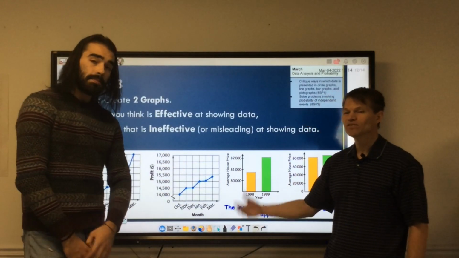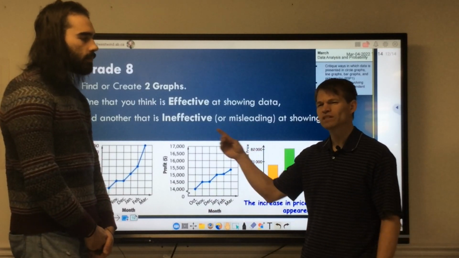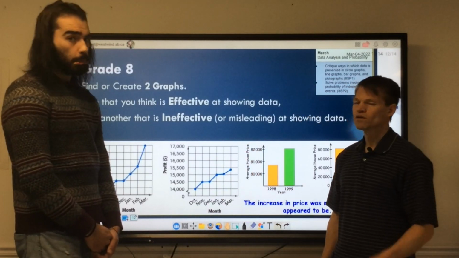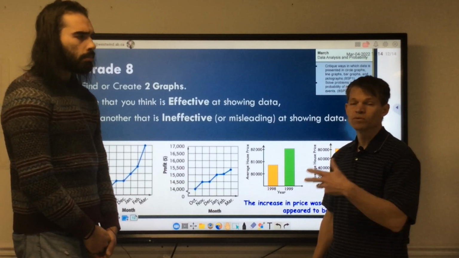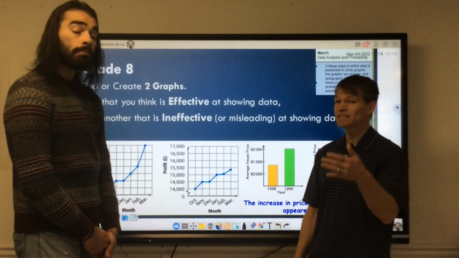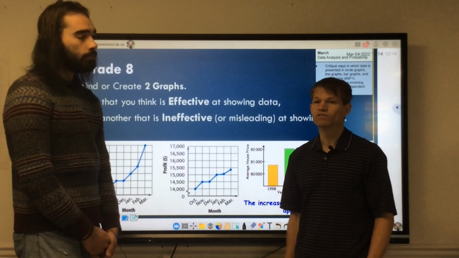Okay, grade 8s. You guys are going to look at some graphs. Go and find some. And there's some graphs that are effective and some that are ineffective. So find a graph that might be misleading, and maybe one that is good, or maybe take that misleading one and rechart it in a way that actually makes it more effective at representing the data.